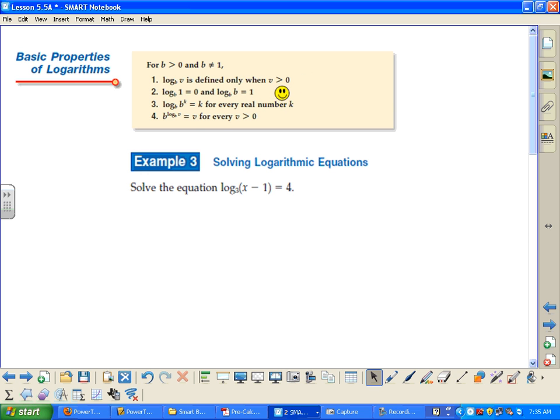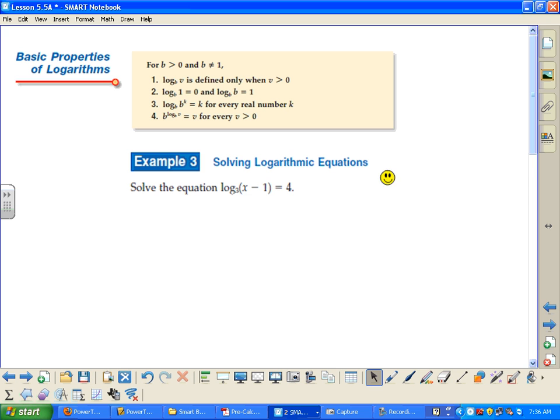That b to the power of 0 is 1. And the log base b of b is equal to 1. So when the bases are the same, it equals 1. And number 3 here, this is equal to k because the values of b are inverses of each other, so they'll offset and cancel. And the same thing happens here, right?